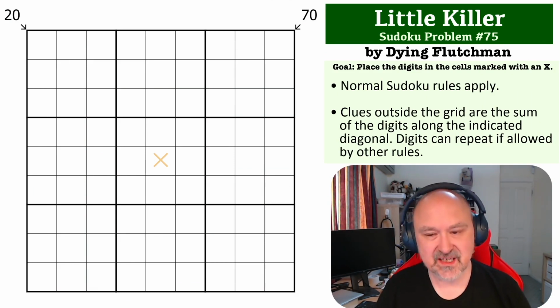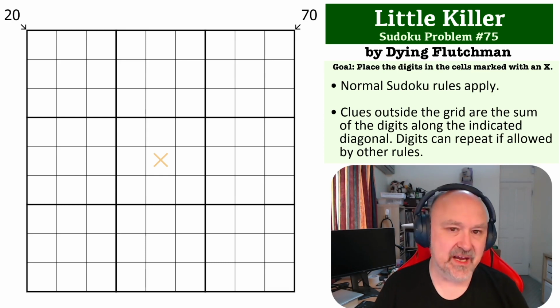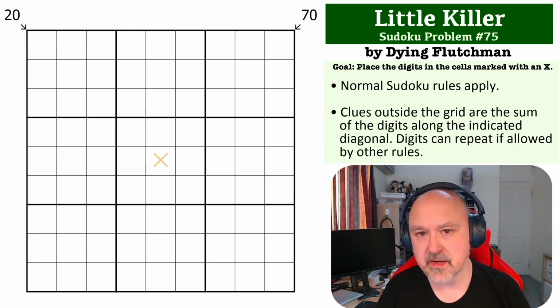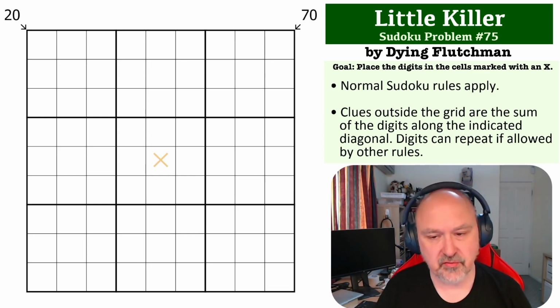The way Little Killer works is that on the indicated diagonals, the digits on those diagonals must sum up to the number that is pointed to along that diagonal. Digits may repeat along those diagonals if permitted by other rules.